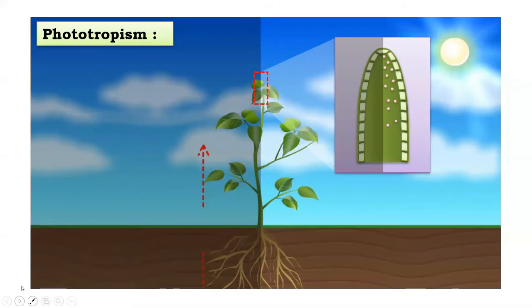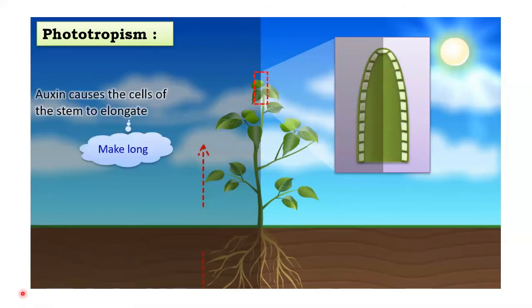Okay. So let's see, auxin causes the stem to elongate. What will happen is, where the auxin is present, those cells will be growing longer and longer, right? It means they will be elongating. So their size will get longer and longer with growth.